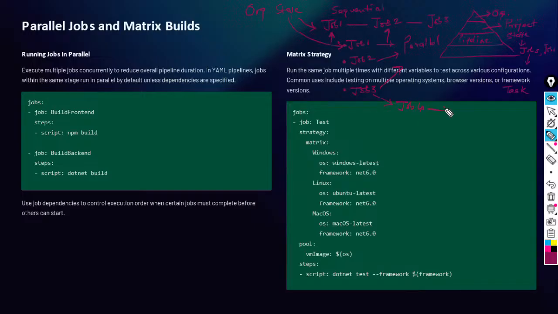Then they are not parallel. So job 3 will complete, then start job 4. Job 4 will complete, start job 5. But job 3, job 2 and job 1 can start together. Is that clear? So here you define the clause as jobs. This is the JSON key, because you are writing YAML. And this is a sub key and a value. You see, key: value.